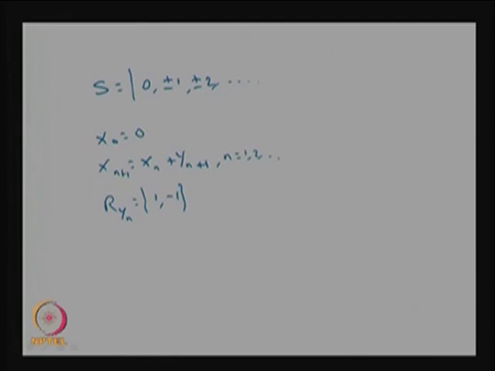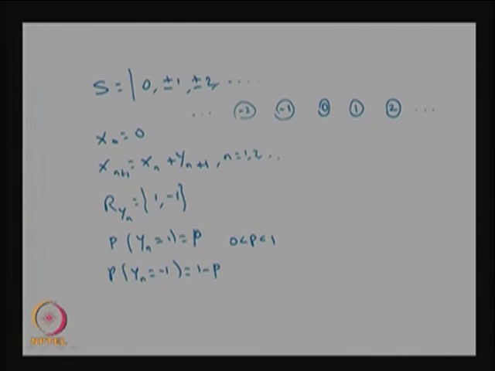Now, the given clue is the probability of Y n takes a value 1 is probability p, and the probability of Y n takes a value minus 1 is 1 minus p, and the probability p lies between 0 to 1. So, using this information, you can make a state space of the X n, that is going to be 0, 1, 2 and so on, minus 1, minus 2 and so on.